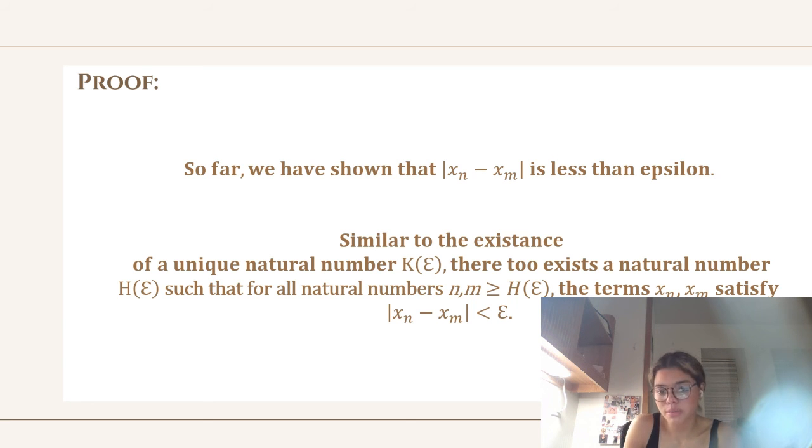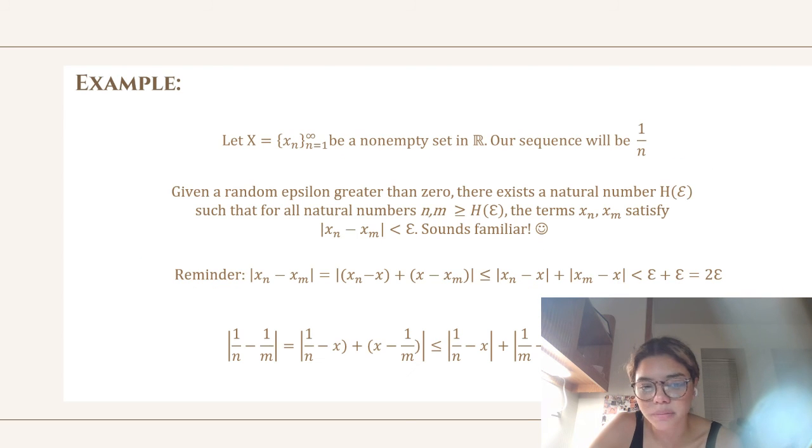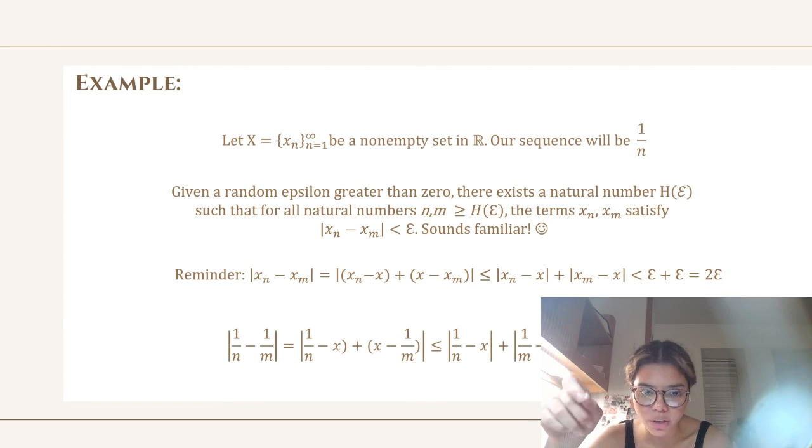And so the terms x_n and x_m satisfy |x_n - x_m| being less than epsilon. And so now we will use it in a formal example. So we'll let our sequence be a non-empty set in R, and we'll use the sequence 1 over n. And so given a random epsilon greater than 0, there exists a natural number h, such that for all natural numbers n and m greater than or equal to h, the terms x_n and x_m satisfy the absolute value of x_n minus x_m is less than epsilon.